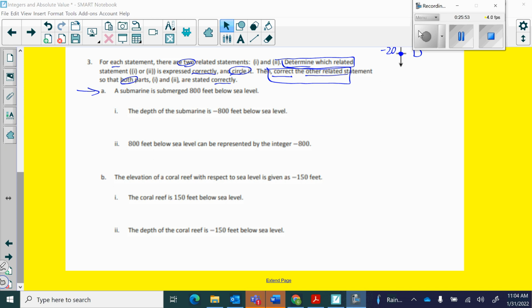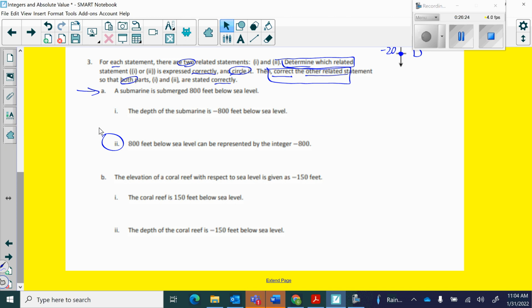All right, you were supposed to figure out which one was correct and which one was not correct and fix it. A says a submarine is submerged 800 feet below sea level. So 1, the depth of the submarine is negative 800 feet below sea level. Or 2, 800 feet below sea level can be represented by the integer negative 800. Who thinks number 1 is correct? Who thinks number 2 is correct? Number 2 is correct.